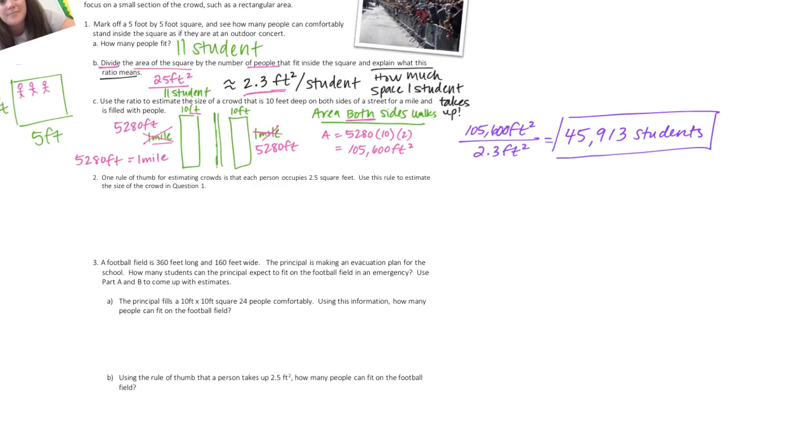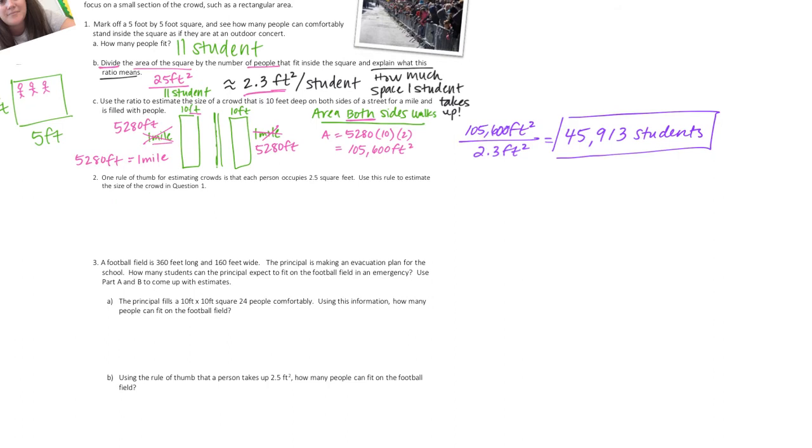All right. The next question is saying one rule of thumb for estimating crowds is that each person occupies 2.5 square feet. Use the rule to estimate the size of the crowd in question 1. So for parts A, B, and C, what we did is we set up an experiment. We taped off an area, we figured out how many people could fit in that area comfortably, and then we took that number and divided it into our entire space.